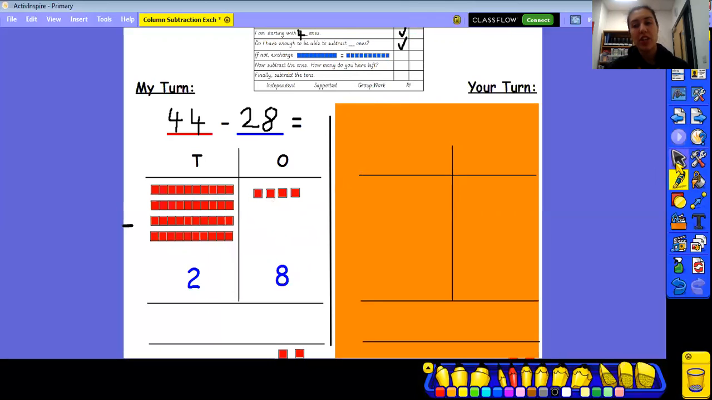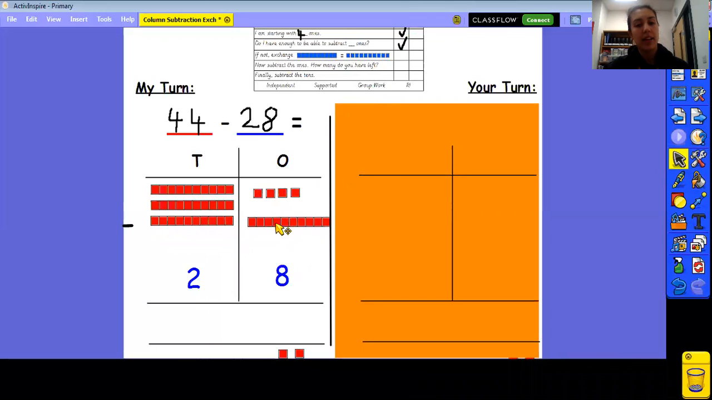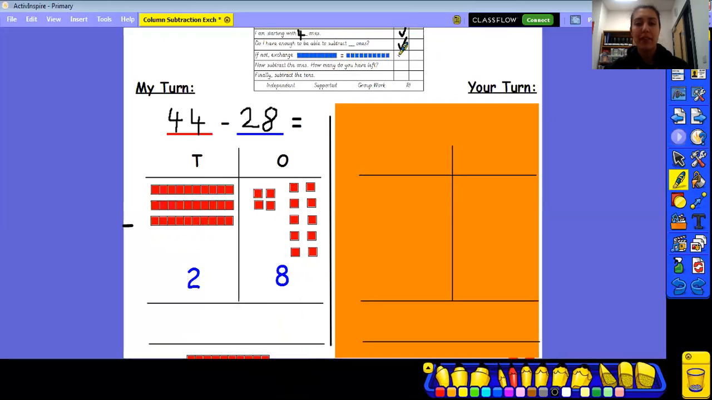That's right, I'm going to exchange one of my tens into 10 ones. Now exchange means swap for something equal. So I'm going to take that ten and I'm going to exchange it or swap it for 10 ones. So now, instead of having 4 ones, I've actually got 14 ones. Now do I have enough to be able to subtract 8? Yes, I do, because 14 is bigger than 8. So I've got plenty there to be able to subtract 8.